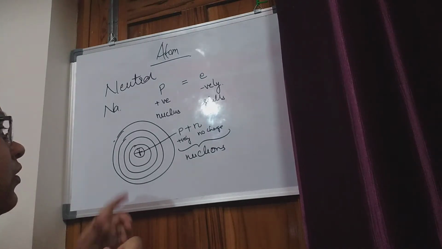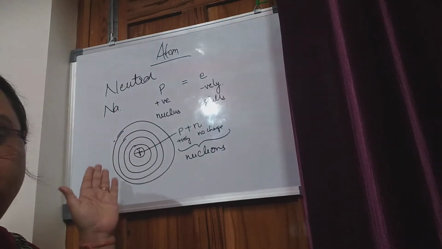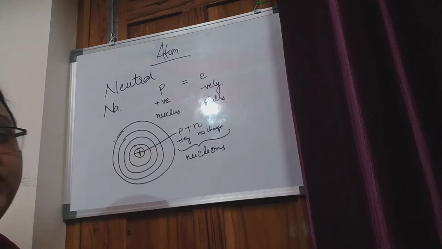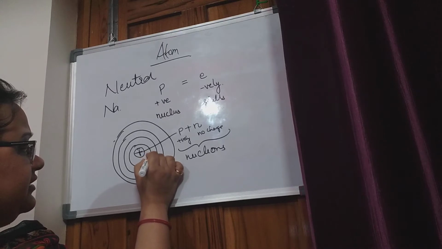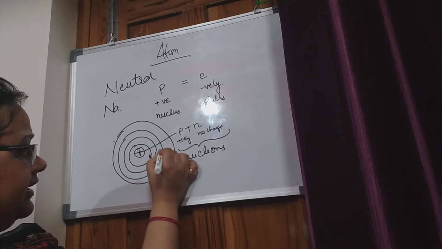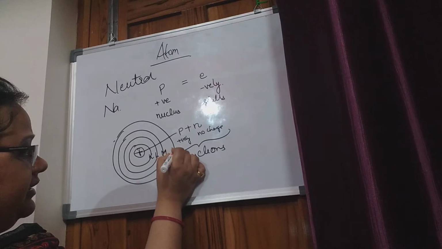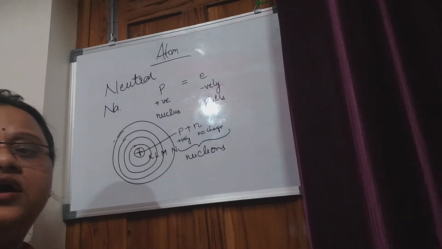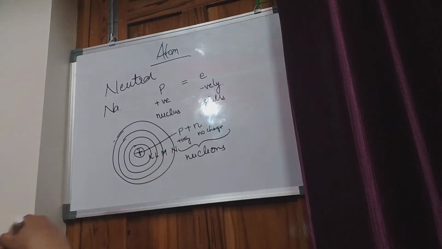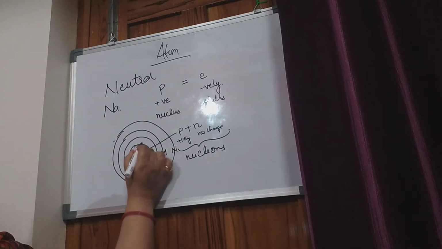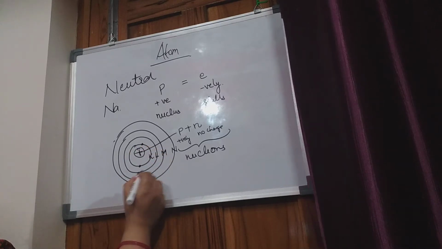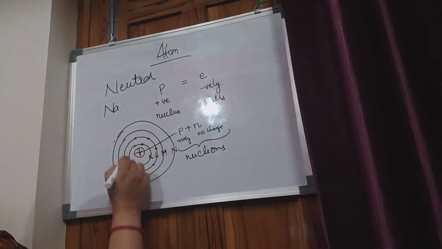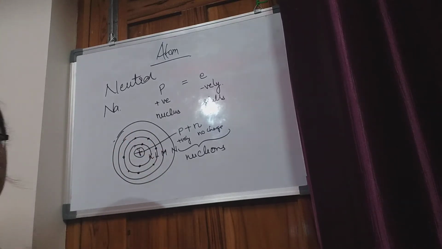Now we'll talk about the electrons which are present in these energy shells and energy levels. What you have to study are K, L, M and N. These are the energy shells in which electrons are present. Electrons are present here like this, in these energy shells or energy levels. Now how to fill all these electrons here?